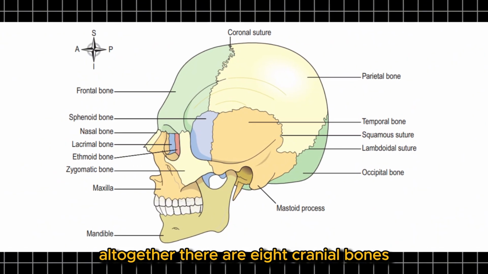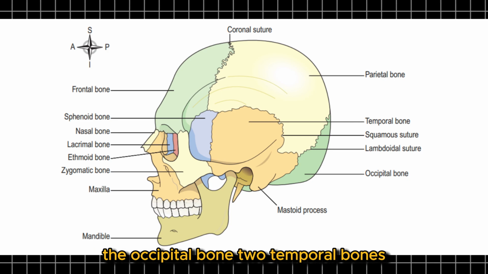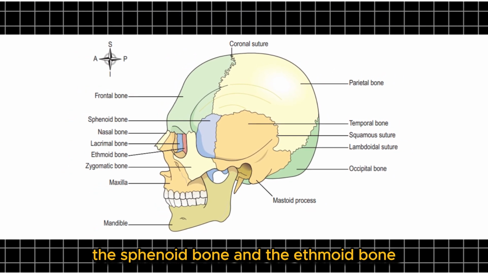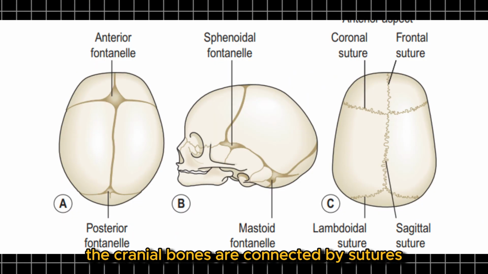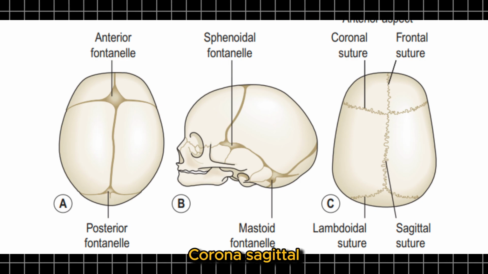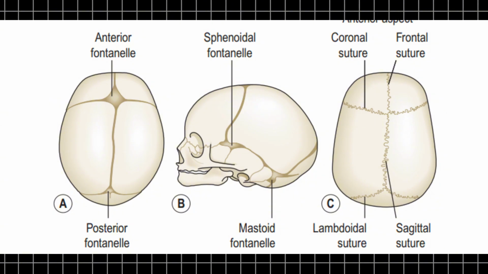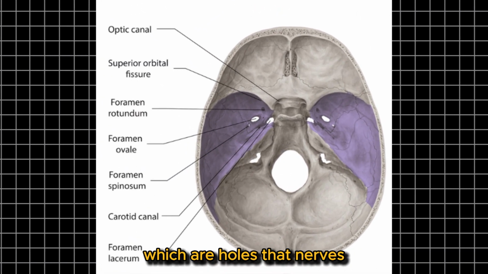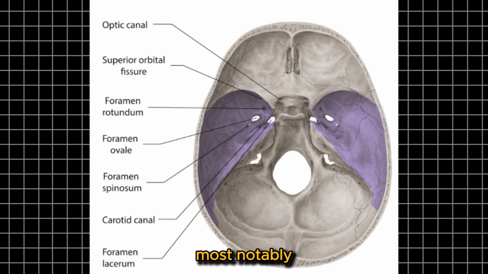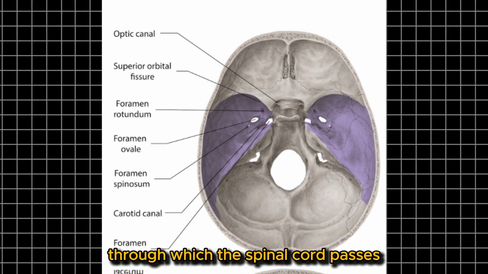Altogether, there are 8 cranial bones: the frontal bone, 2 large parietal bones, the occipital bone, 2 temporal bones, the sphenoid bone, and the ethmoid bone. The cranial bones are connected by sutures, which have specific names: coronal, sagittal, lambdoid, squamous, and occipitomastoid sutures. We should also mention the foramina, which are holes that nerves, arteries, and veins pass through, most notably the foramen magnum at the base of the skull, through which the spinal cord passes.